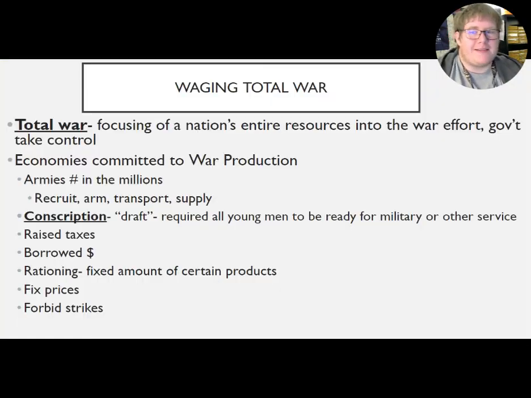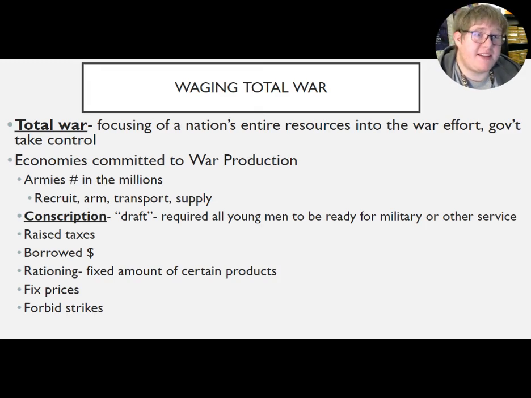One click too many. So we're going to have to talk about the idea of total war. This is a focusing of a nation's entire resources into the war effort, and the government takes control of the economy. Essentially, the economies are going to be committed to war production, and we're going to see the government tell certain industries, hey, you're not making this anymore, you're making this instead. Oh, you made pencils? Congratulations, you're now making bullets. Oh, you made lead? Sorry, you're now packing shells.